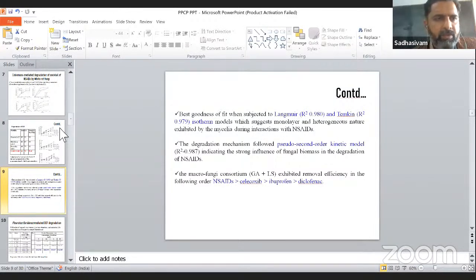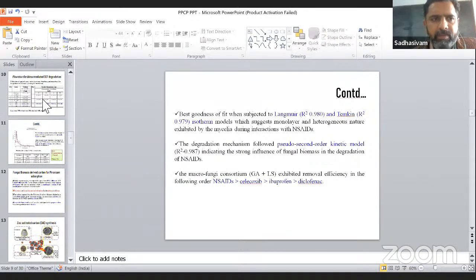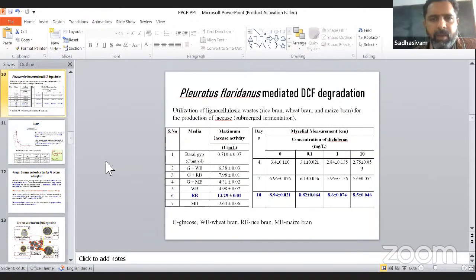In the 4th case, in the first case, as I said, apple pomace is used to enhance laccase production. The same concept is used here. Here, the fungi is cultivated with a different lignocellulosic waste. The fungi which I'm mentioning in this presentation is white rot fungi.